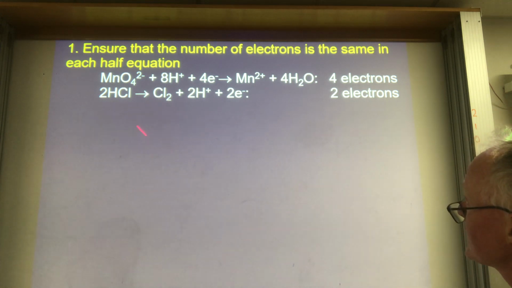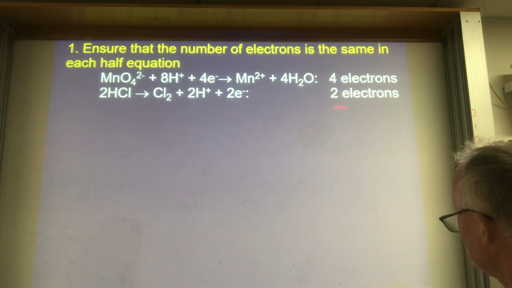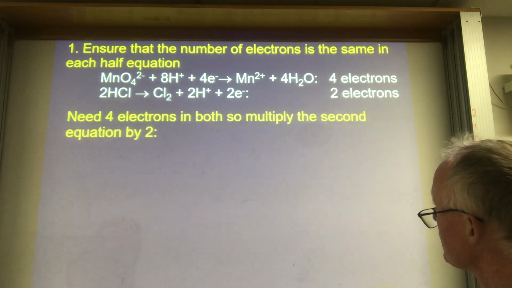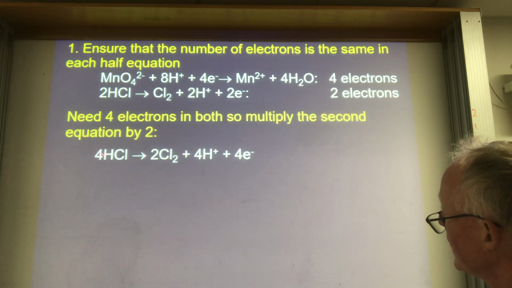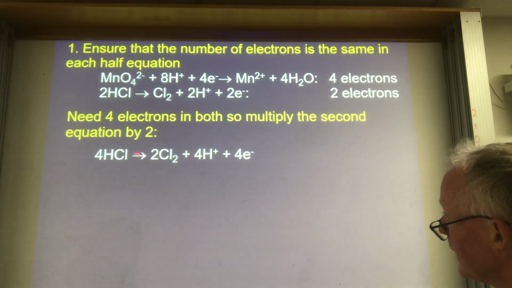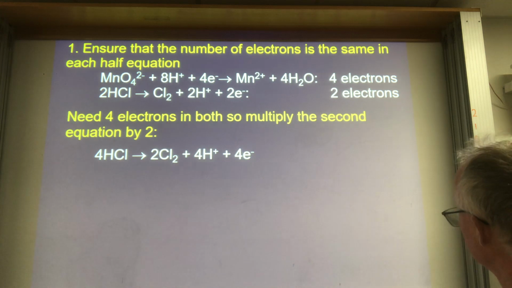So what do we see? Our two half equations, you see 4 electrons in one, 2 in the other. So we have to multiply our second equation by 2. That means doubling all of the coefficients in the equation. So 2 becomes 4, 1 becomes 2, etc.